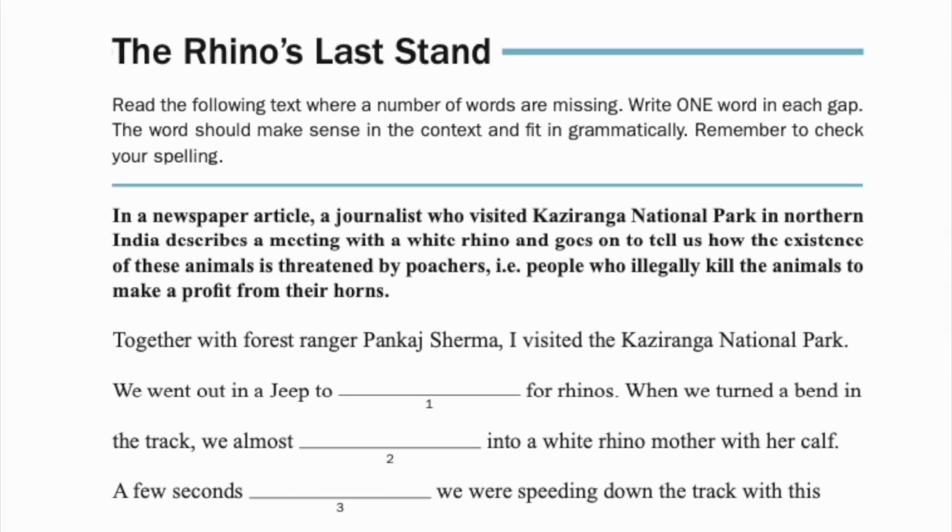In a newspaper article, a journalist who visited Kaziranga National Park in northern India describes a meeting with a white rhino and goes on to tell us how the existence of these animals is threatened by poachers, i.e., people who illegally kill the animals to make a profit from their horns. Together with forest ranger Pankaj Sharma, I visited the Kaziranga National Park. We went out in a jeep to for rhinos. Possible words here are search, look, watch, wait.